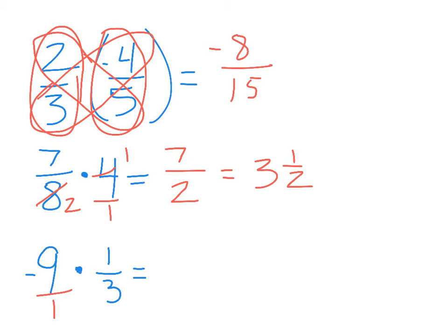So here we can simplify our 9 and our 3. They're both divisible by 3. That goes to 1. That goes to 3. So -3 times 1 would be -3. 1 times 1 is 1. It is never simplified if you leave a 1 in the denominator. So our final answer there is -3. Okay? So that is your multiplying with your fractions, incorporating some positives and negatives.